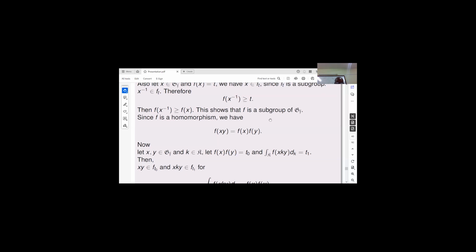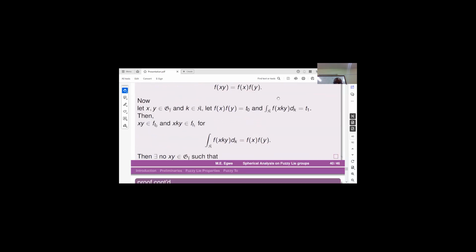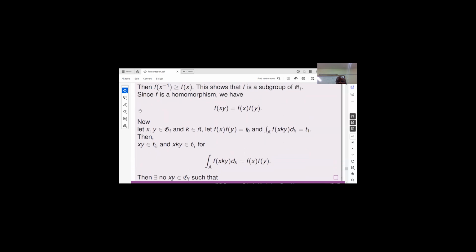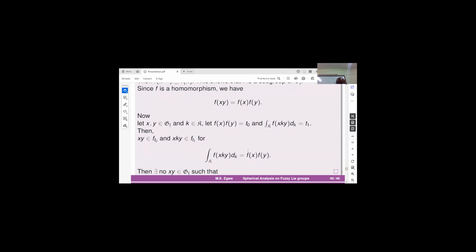So we have shown this condition, which means that we can actually pick k in the compact subgroup of FG such that F of xy, which is this, is T0, and the integral of this is T1. Then xy is in the membership function of F_T0, and kxy is in the membership function of F_T1, for which we satisfy this condition. And this is the result that we have set out to prove.